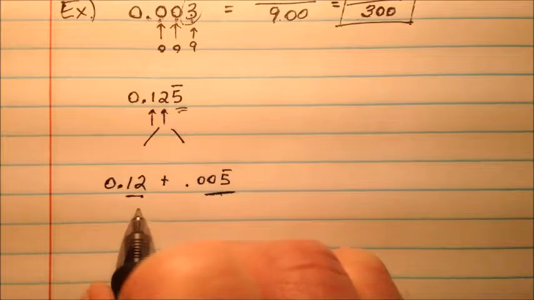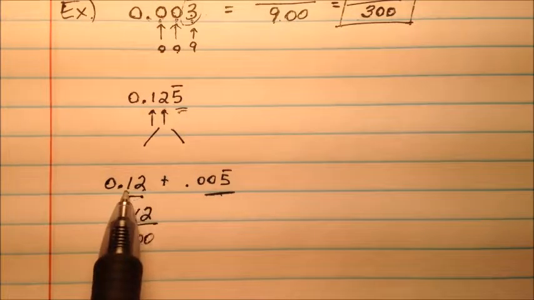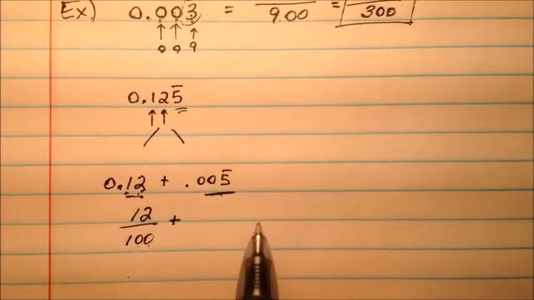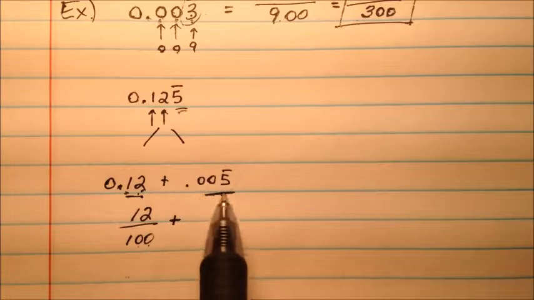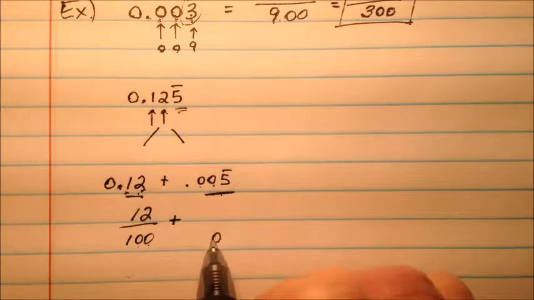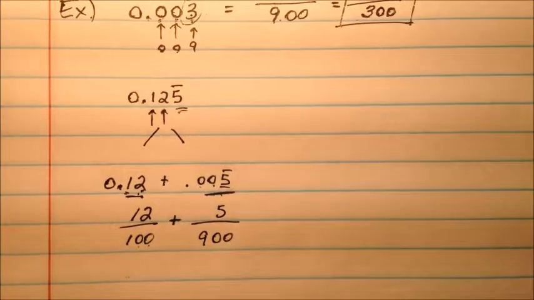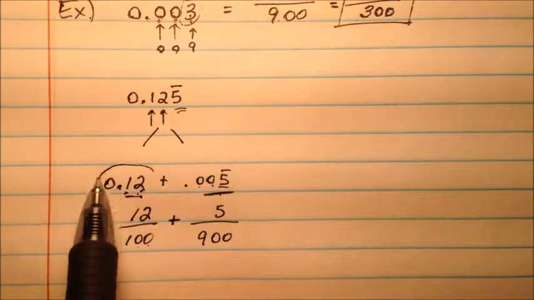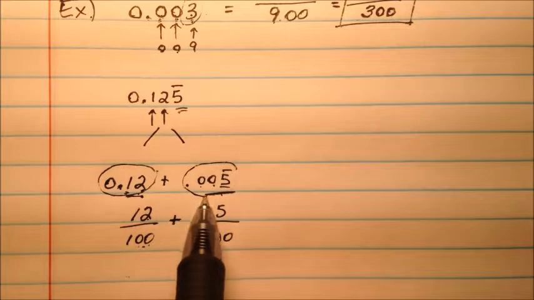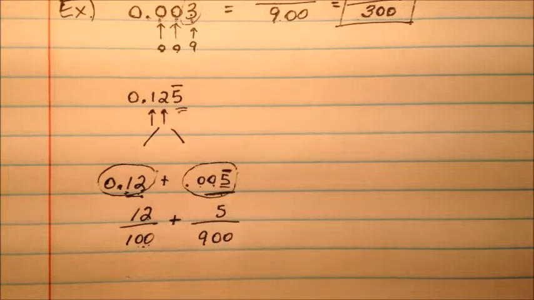So this guy's not too bad. He's going to be 12 over 100, because two digits behind the decimal point will give 2 zeros. And then plus, what did we see from him before? Well, we saw that this was going to be 2 non-repeaters, so the zeros, 1 repeater, so a 9, and the 5 goes over that. So we had this 0.12 that we turned into 12 100ths, and then we had this 0.005 that we turned into 5 over 900 when that 5 repeats.